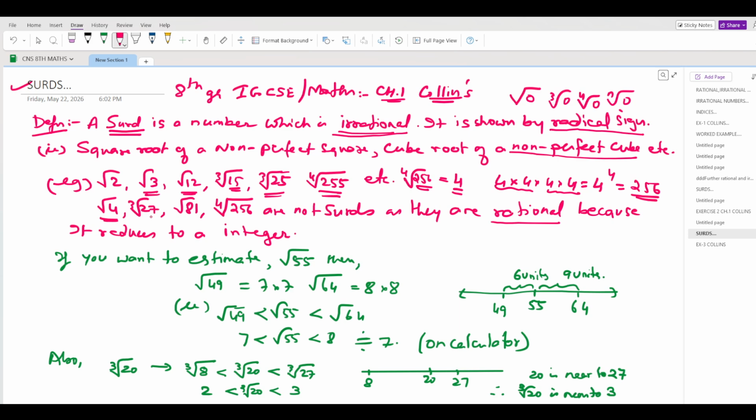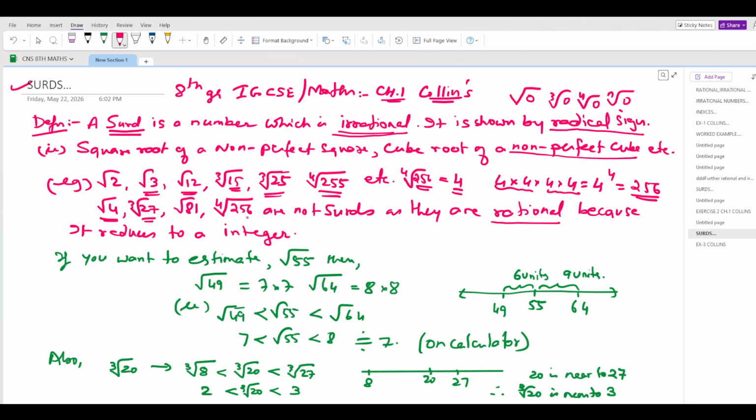Cube root of 27 can be written in the reduced form as 3 because 3 into 3 into 3 is 27. So you have a cube root of 27 which is 3. Okay, so it is a rational number. So this is not a surd, right? Square root of 81, not a surd because 81 is a perfect square. Fourth root of 256, not a surd because 256 can be written as 4 raised to 4. Okay, so it is a rational number, not an irrational number.